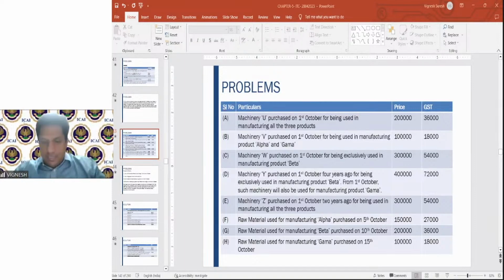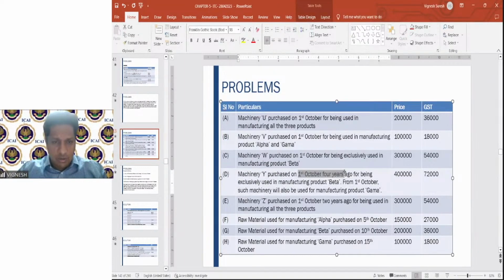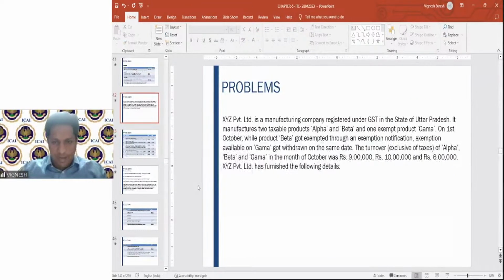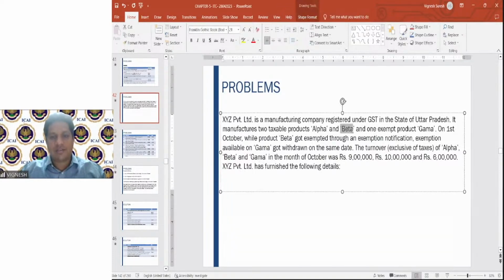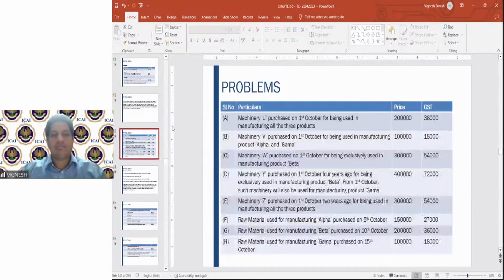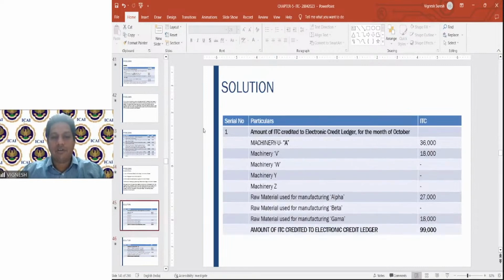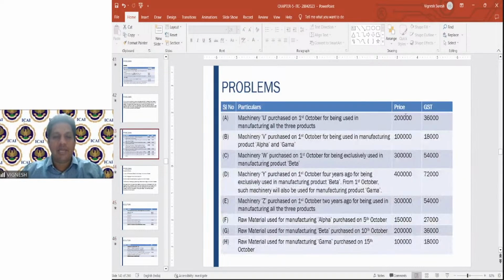If you look at this machinery Y, it was purchased on 1st October 4 years ago, and at that point of time, beta was chargeable to tax. So since beta was chargeable to tax and this was purchased at that point of time, for machinery Y you would have already claimed the input tax credit. So there is no point in claiming once again. Therefore, for machinery Y, nothing will be claimed because it is already claimed at that point of time.